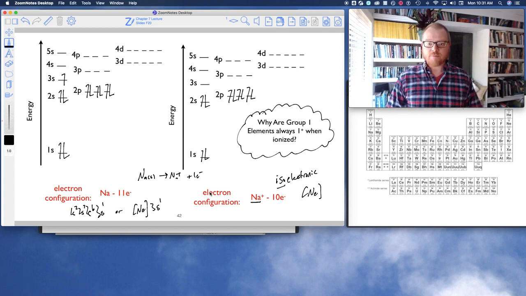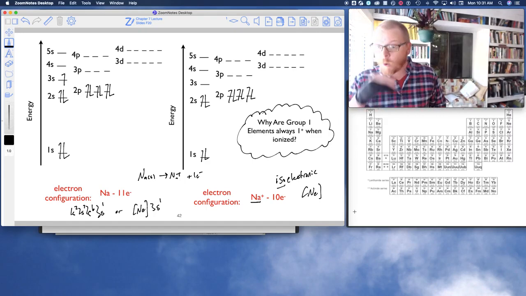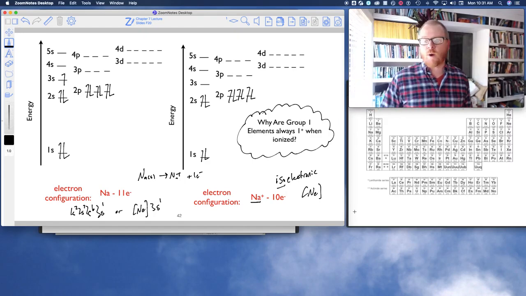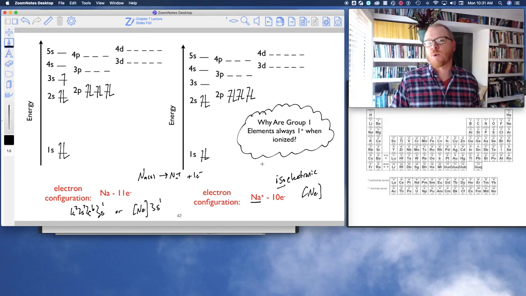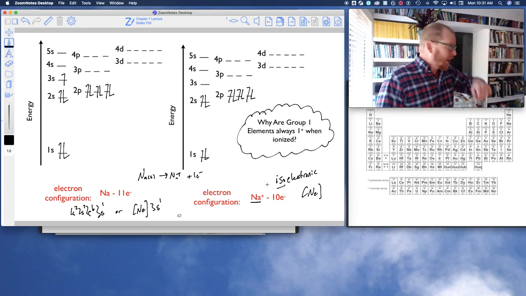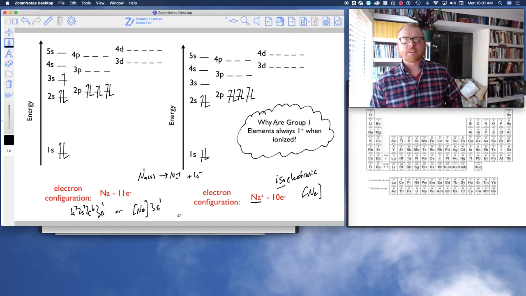Okay? So the group 1 elements as solids just have an enormous amount of potential energy to become +1 ions. They really want to become +1 ions. That's why we observe them all as +1 ions in nature. All right?